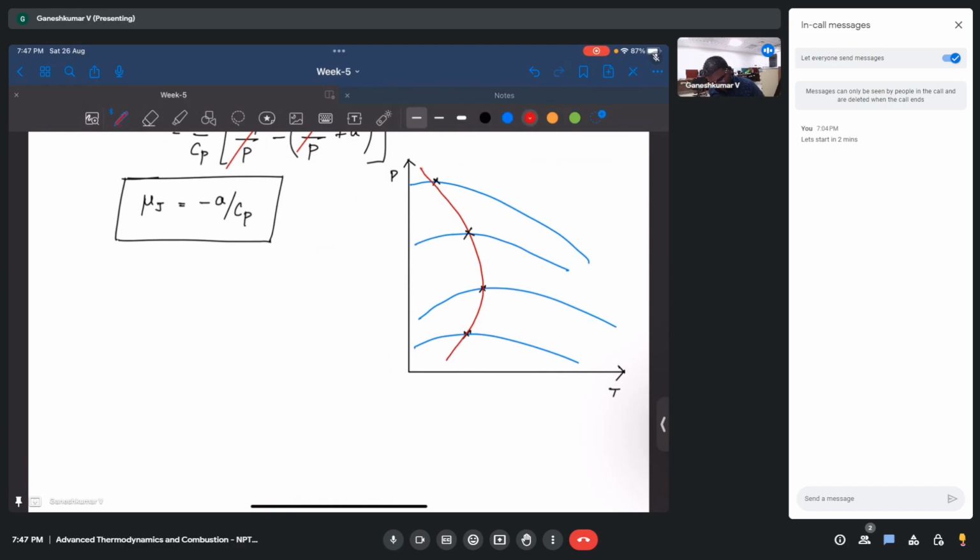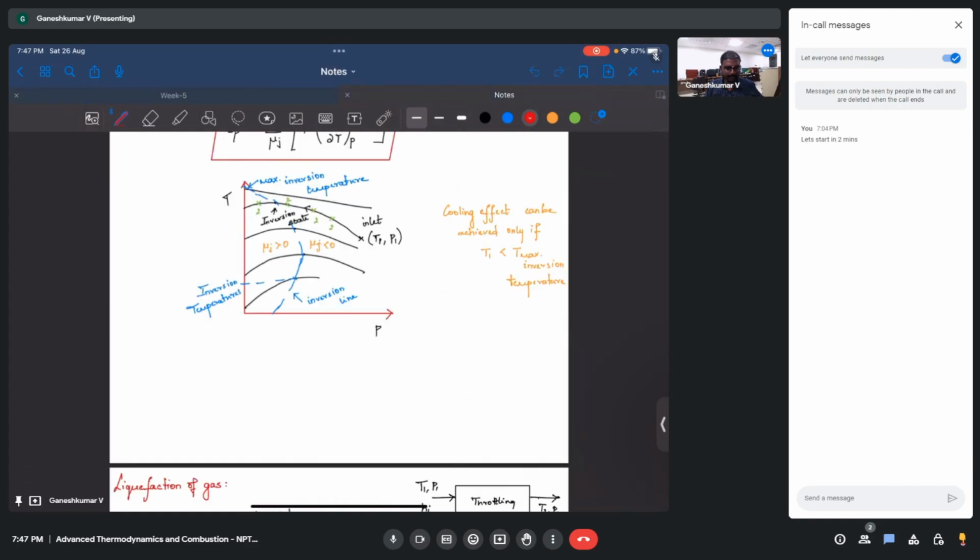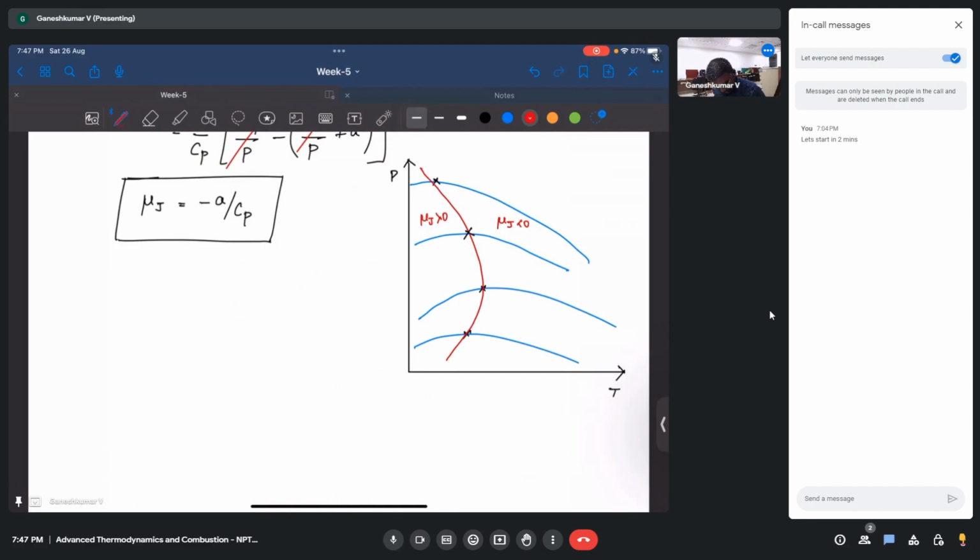And what do we know? We know that this is temperature increasing, so we should have, no, not dou mu j. So mu j is negative here and mu j is positive here, right?